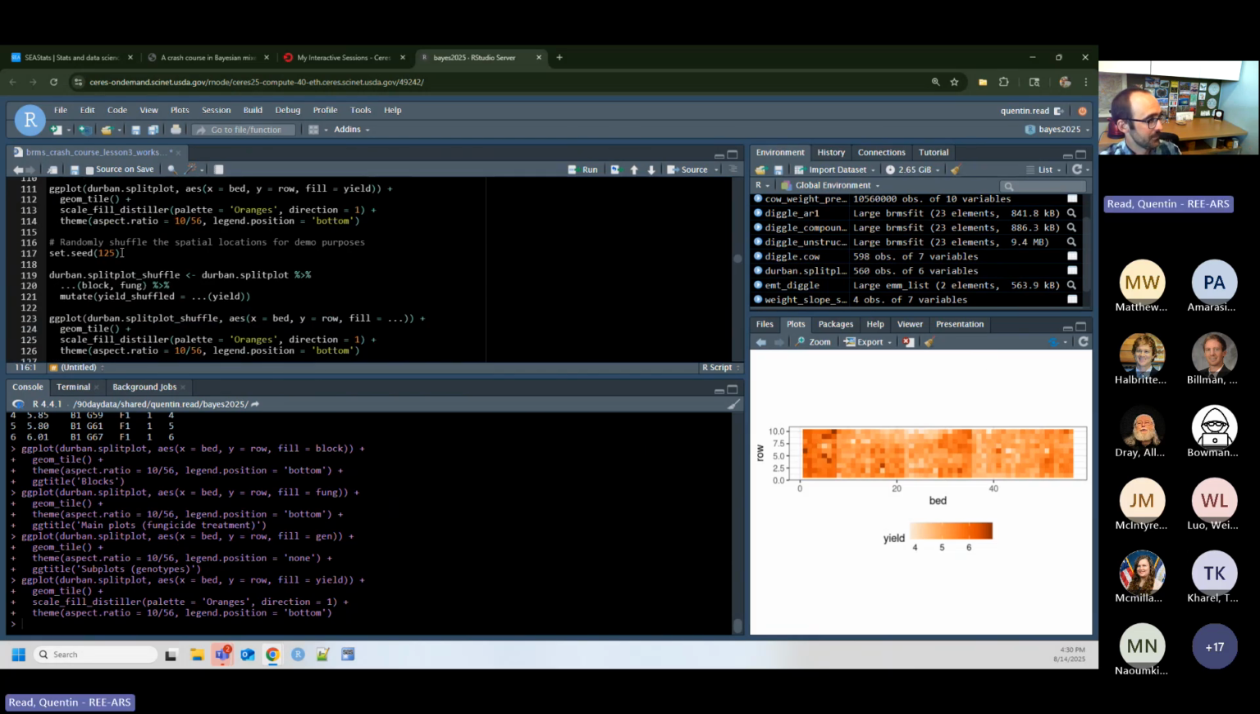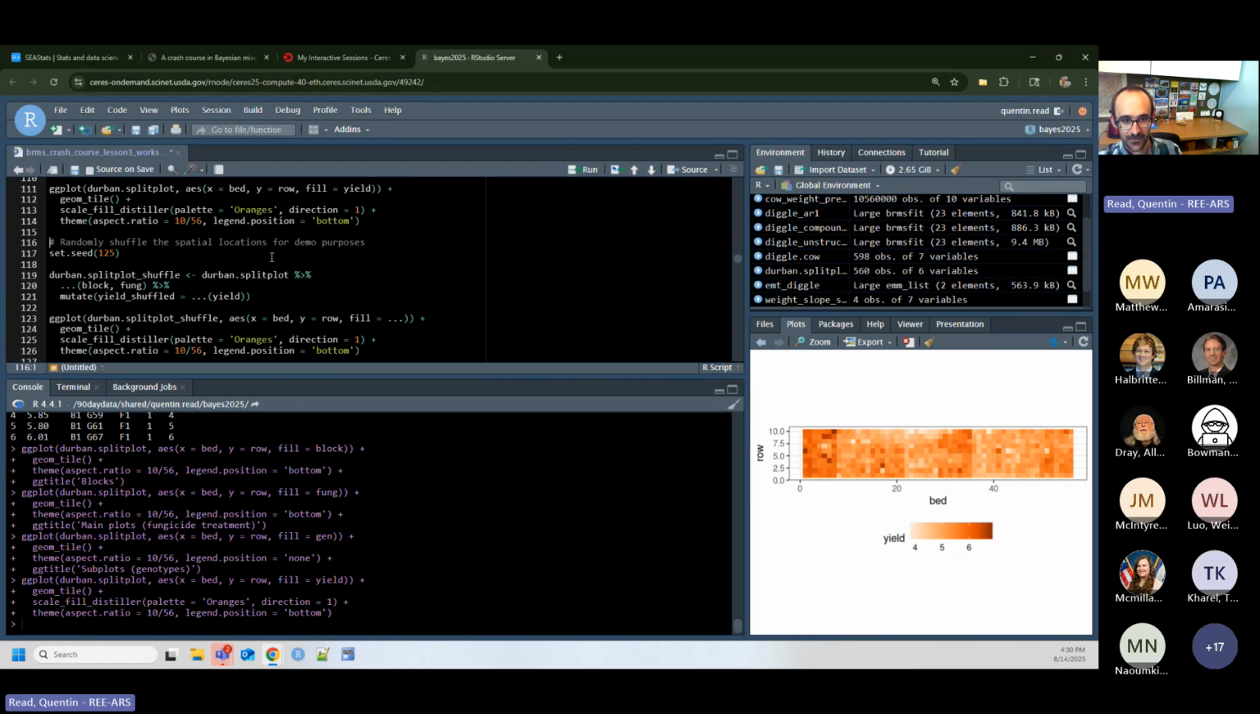What if we, this is just for demonstration purposes, you wouldn't do this in real life, but what would it look like if within each block and main plot, we randomly shuffled around the spatial locations of the genotypes? Would it look more like there was no spatial pattern? If we randomly shuffled this within each main plot, it wouldn't look any different than the actual distribution of the plots.